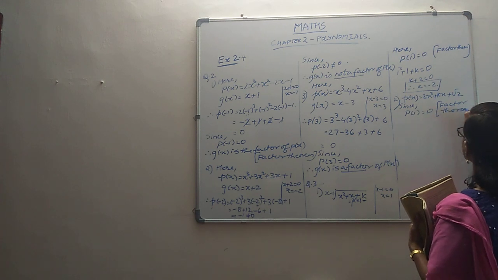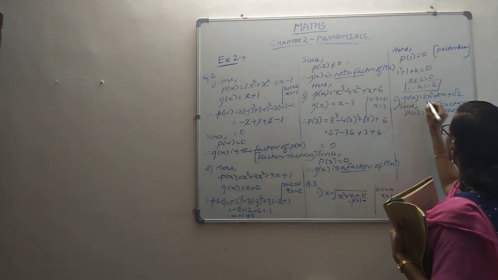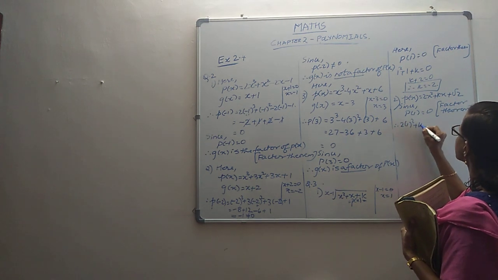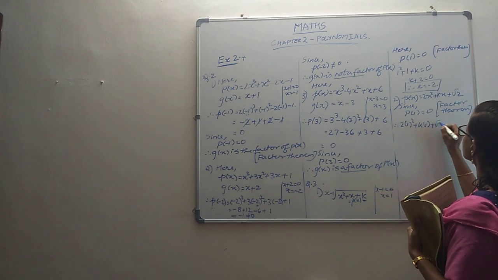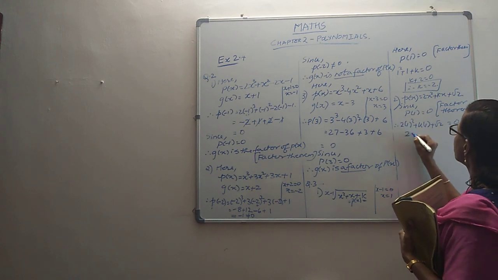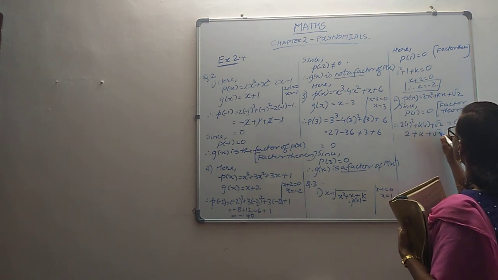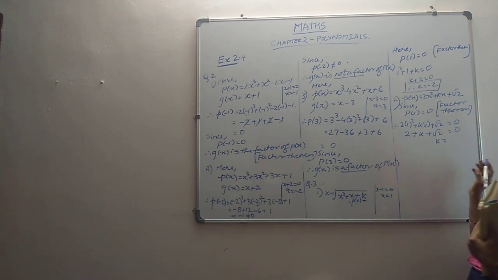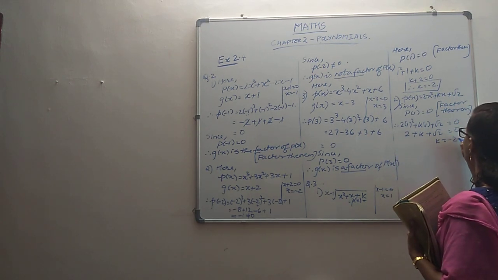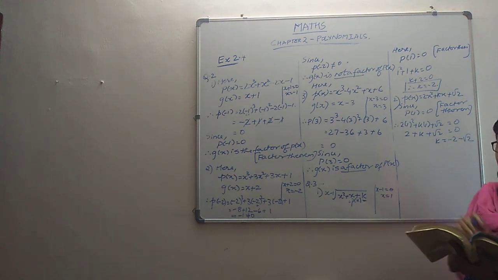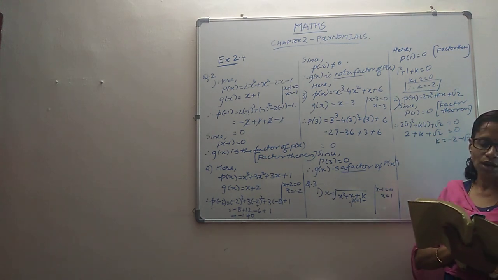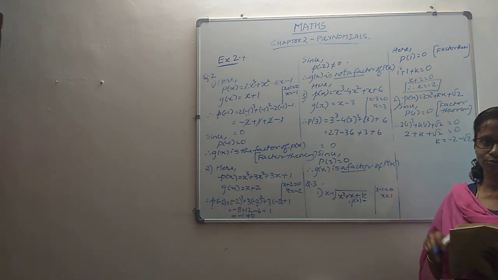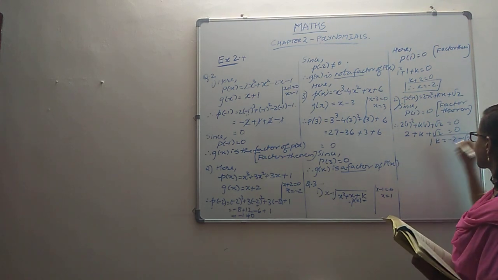We have p of 1 as 0, and therefore when we apply it in the polynomial, it is 2 into 1 squared plus k into 1 plus root 2 equal to 0. 2 plus k plus root 2 equal to 0. In order to get the value of k, these values go on the other side. It will become minus 2 minus root 2. So your value of k is minus 2 minus root 2 when we work it out, or rather minus of 2 plus root 2. So that's about the k value in the second case.